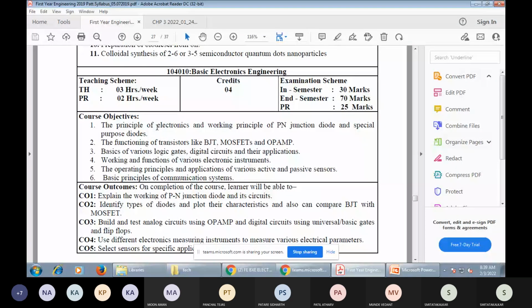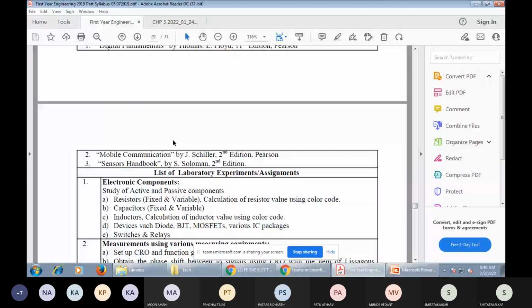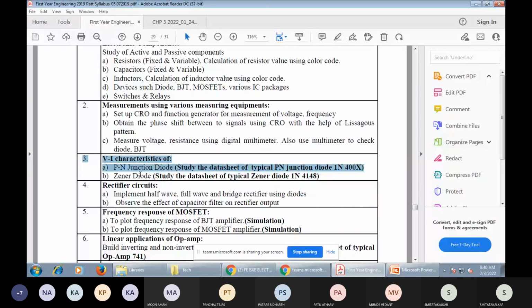Myself, Professor Smita A. Takarkar, an assistant professor in the ENTC department. Today, we will learn practical number three, VI characteristics of PN junction diode, in a virtual laboratory.